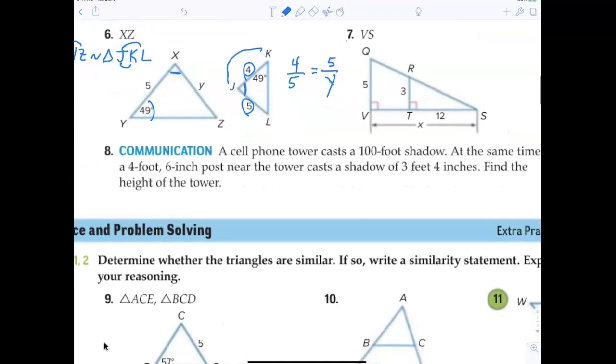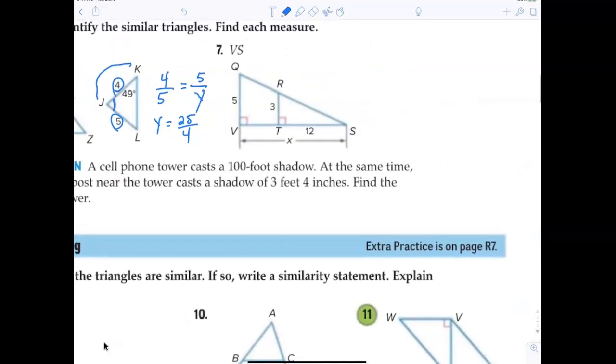And now it's just a matter of what? Cross multiply, divide. So you should be able to look at that and just say Y is equal to 25 over what? 4. Did everybody see that? Cross multiply, divide. 5 times 5 divided by 4. Any issues going on? I agree, it's easy.